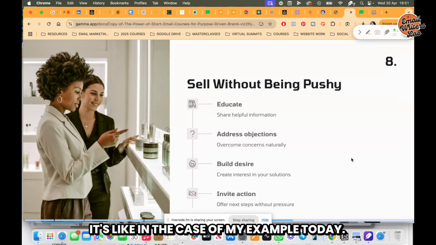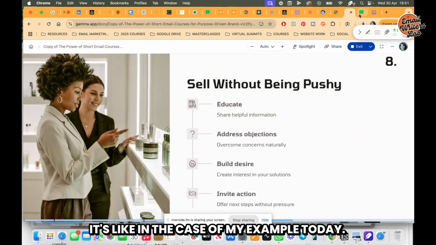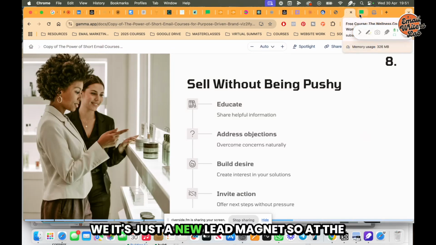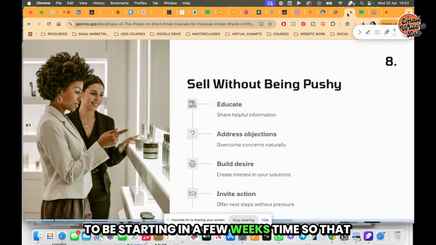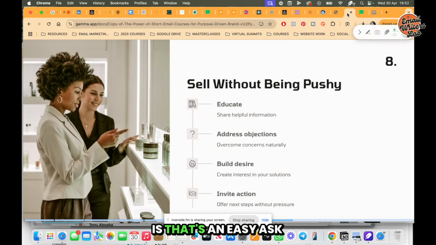Like in the case of my example today, it's just a new lead magnet. So at the end of this 5 days, or rather the 6 days, on the 6th day, she invites them to join the waiting list for a community that is going to be starting in a few weeks' time. So that's an easy ask, and that is how you sell without being pushy.